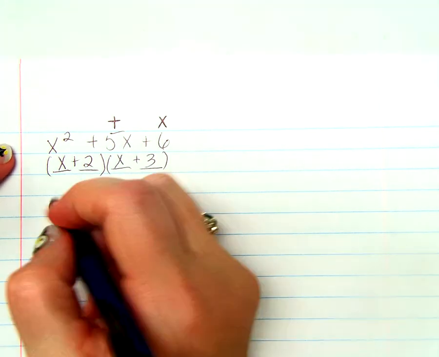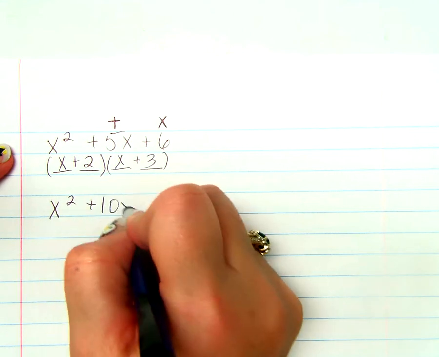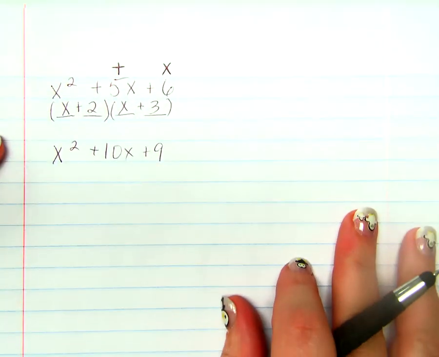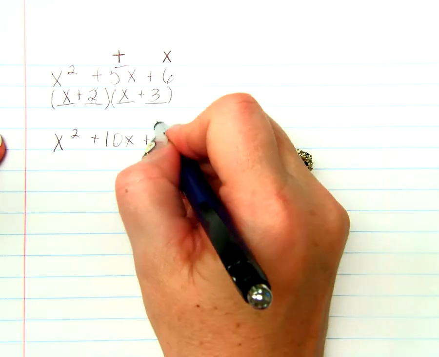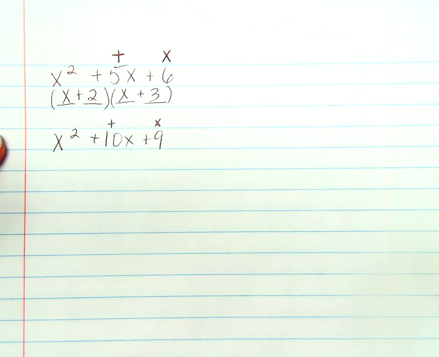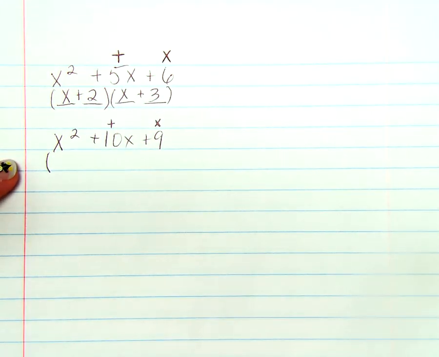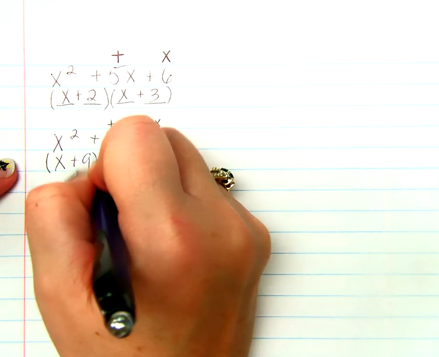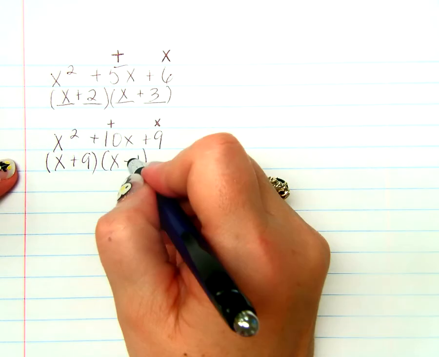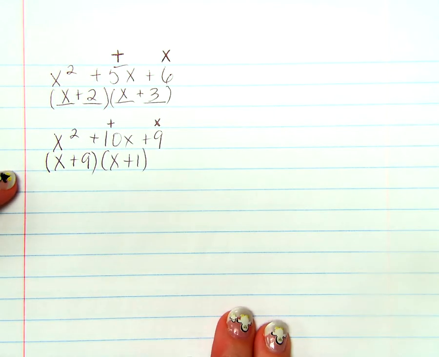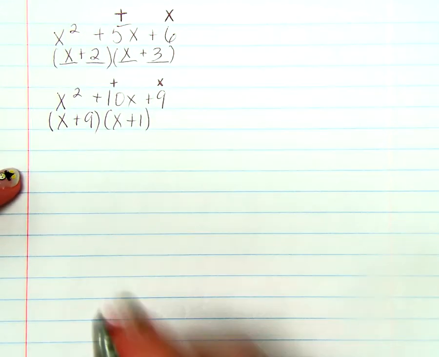Okay? What about this one? X squared plus 10x plus 9. What two terms multiply to be 9 and add to be 10? Three and 3 multiply to be 9 but add to be 6. What multiplies to be 9 and adds to be 10? 9 and 1. X plus 9, x plus 1, sorry. Does that make sense?